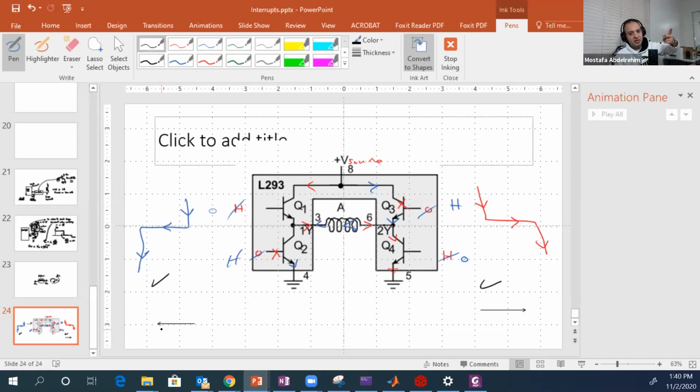But of course you need 2 pins now, not 1 pin from the microcontroller. Okay, one to turn Q1 and Q4 on. At the same time, the other pin will turn Q3 and Q2 off. Then the opposite.